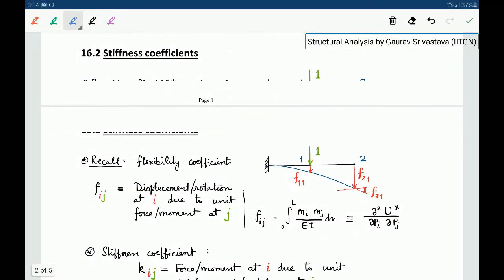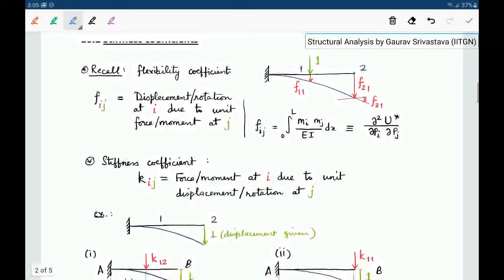Then we can talk about the stiffness coefficients. So if you recall the flexibility coefficient, Fij, for a beam which has two coordinates, let's say 1 and 2, Fij we were saying was the displacement or rotation at coordinate i due to a unit force or moment at coordinate j. Okay, and we also were able to write Fij using the energy method in this manner.